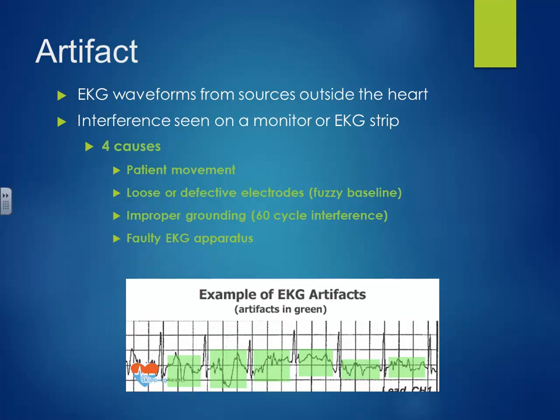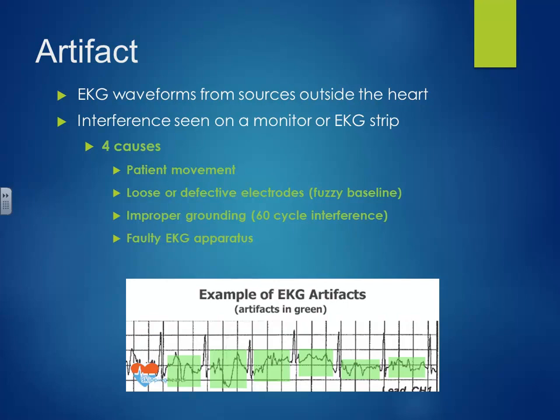Improper grounding. This is going to be where you have 60 cycle interference. Have y'all ever noticed that, and it especially occurs when we use the mannequins, if those lead wires are touching something, that a lot of times that'll cause some type of artifact, and it's because it's picking up on the electrical properties around it as well. And then, of course, faulty EKG apparatus.